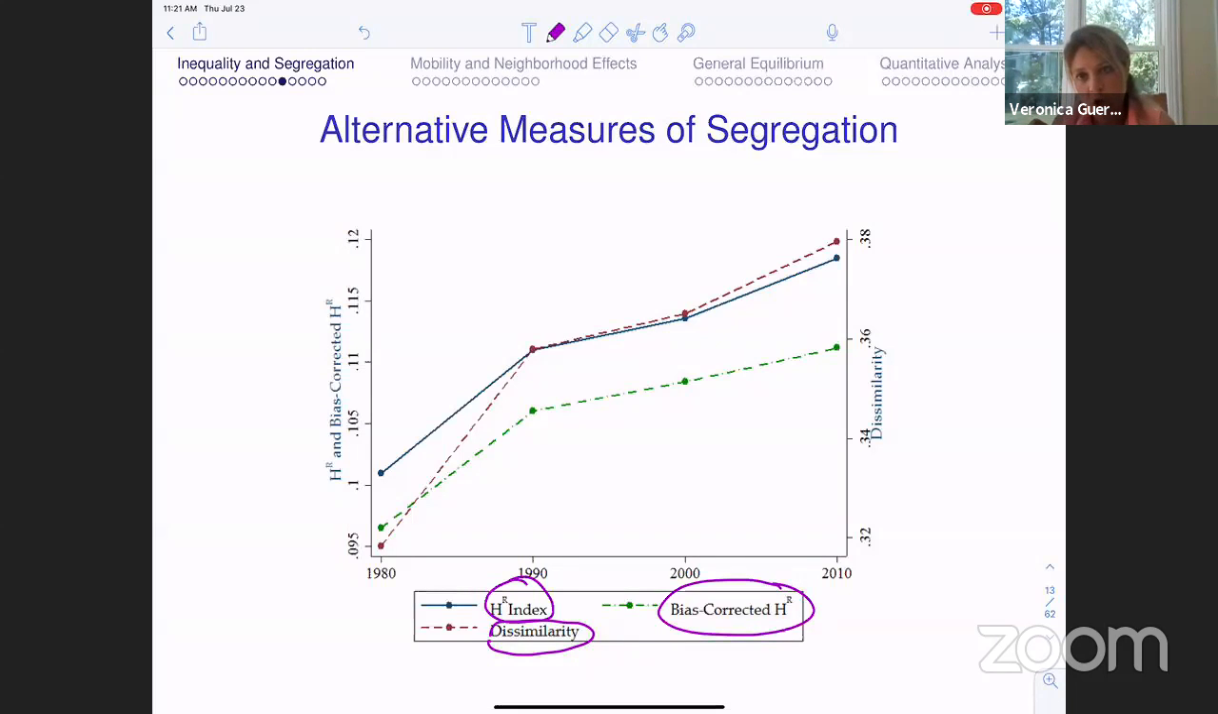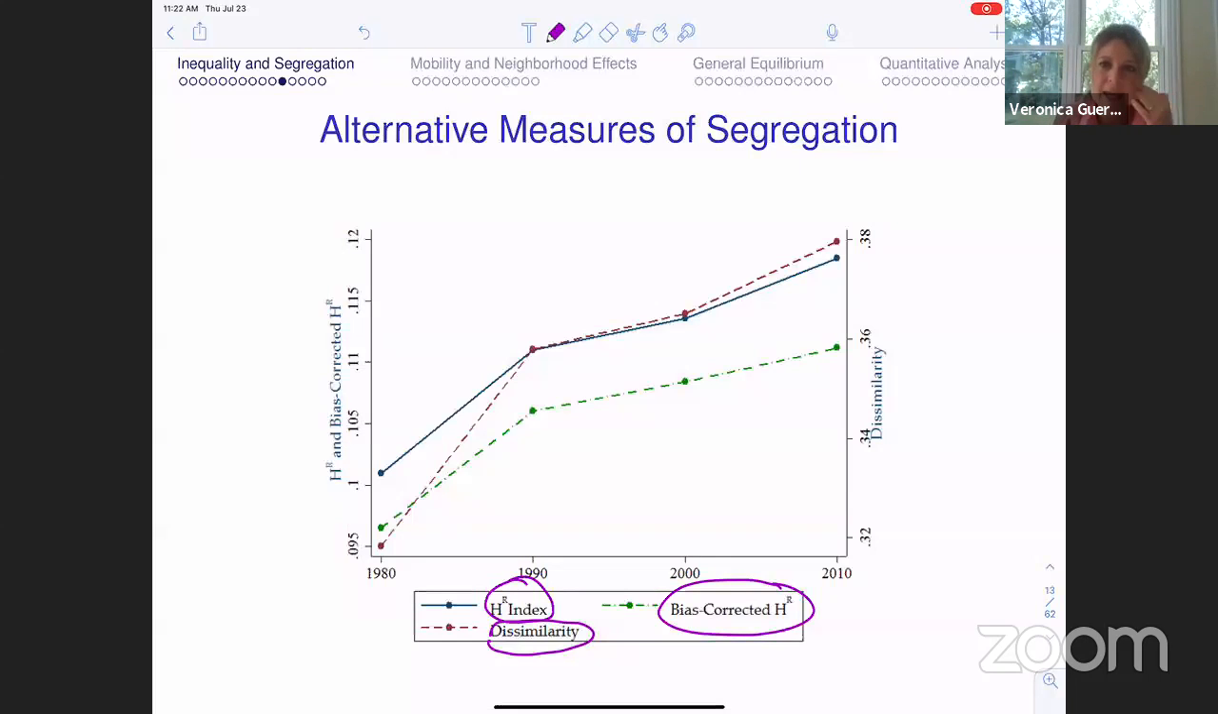It's an average of tail indexes where you use a different cutoff for rich and poor, and so you average across the different percentiles using the entropy as a weight. You can go in if you're interested in the detail. You can read the paper by Reardon and Bischoff, but basically the advantage relative to the dissimilarity index is that you don't rely on a specific cutoff for rich and poor, and so it gives you a broader overview of what segregation is.